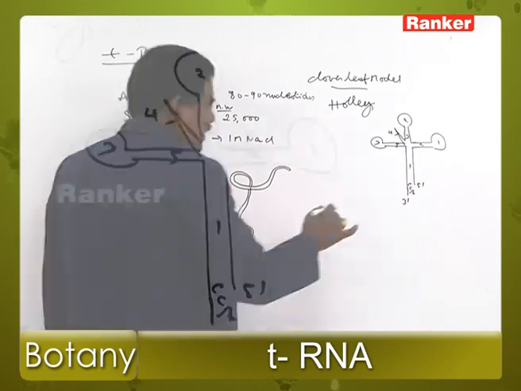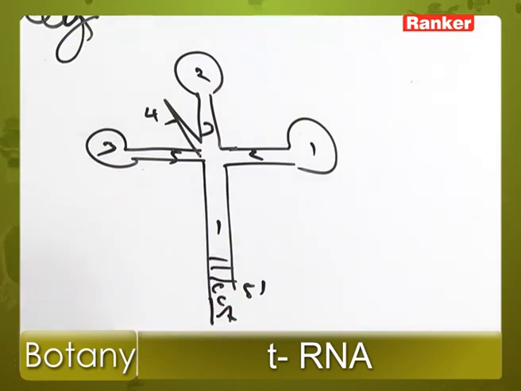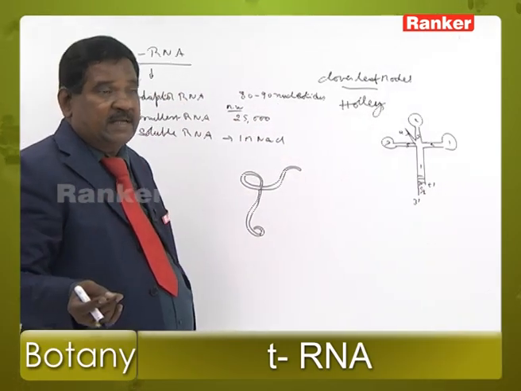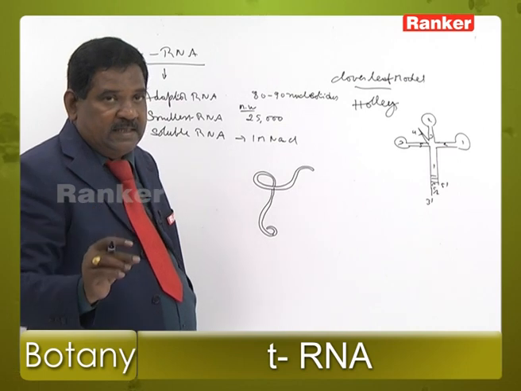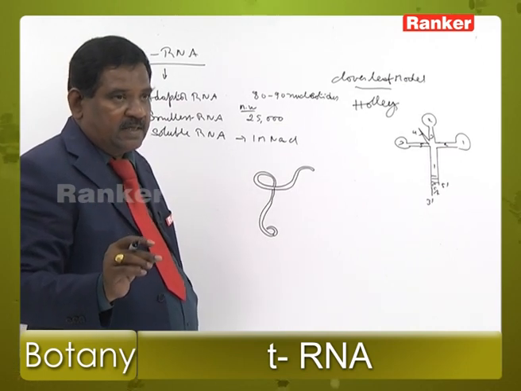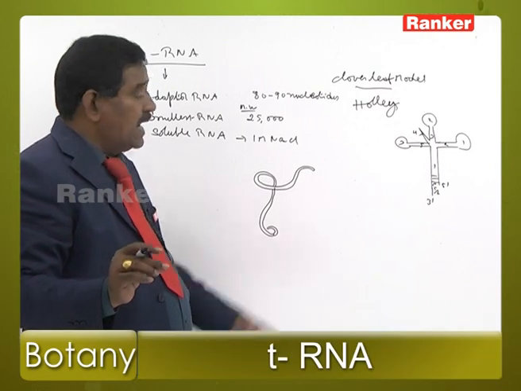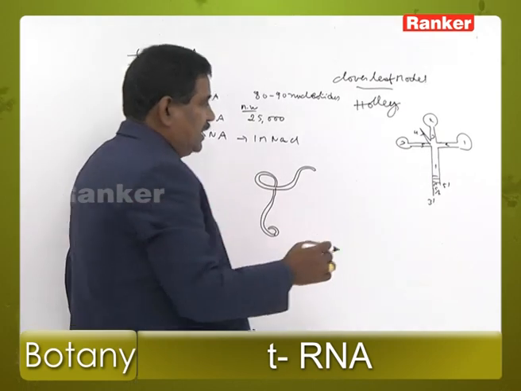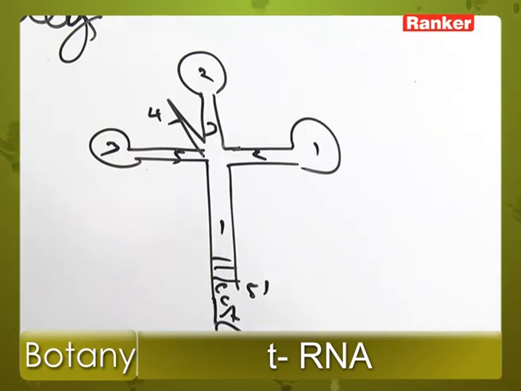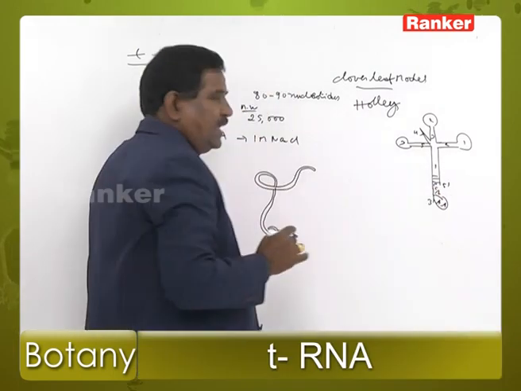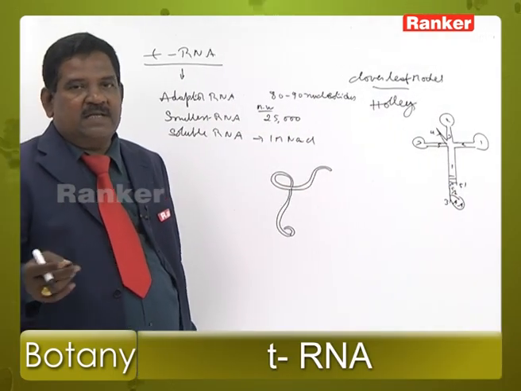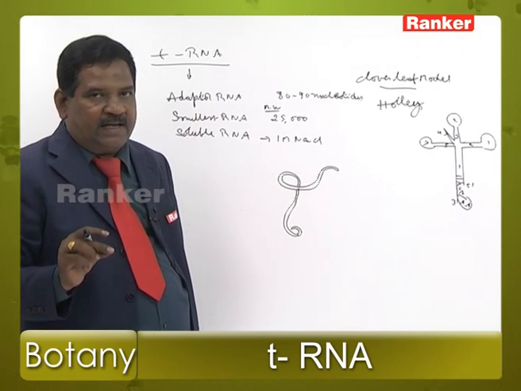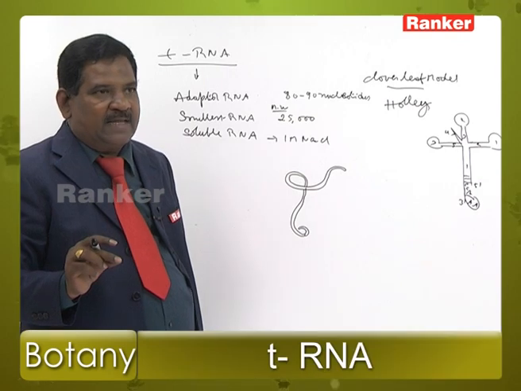At one end, 3 nitrogen bases are present freely, and these 3 nitrogen bases are CCA. Where are they present? At the 3' end. CCA: cytosine, cytosine, adenine. These 3 nitrogen bases are present freely at the 3' end. Here the amino acid attaches, so it is also called the amino acid binding site. CCA or the 3' end is the amino acid binding site.